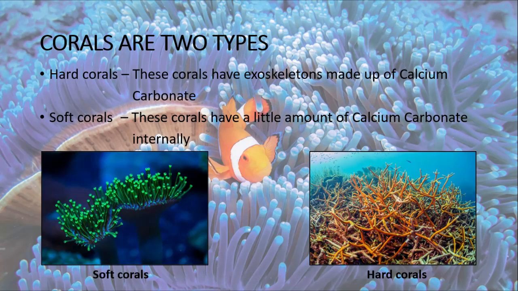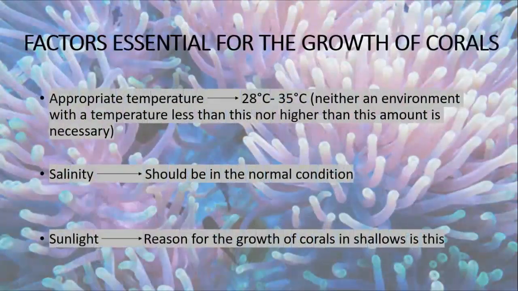Do you know what are the factors essential for the growth of corals? Here they are. The first one is appropriate temperature. It should be between 28 degrees Celsius and 35 degrees Celsius. An environment with a temperature either less than this or higher than this is not suitable for the growth of corals. Then the second one is salinity.